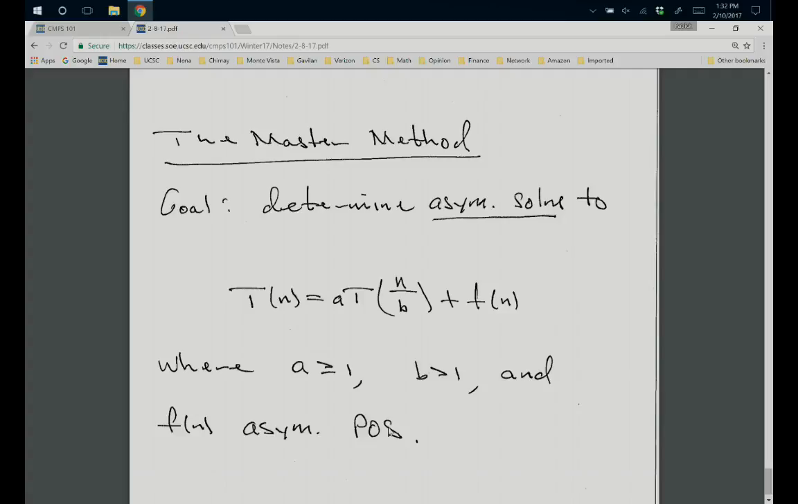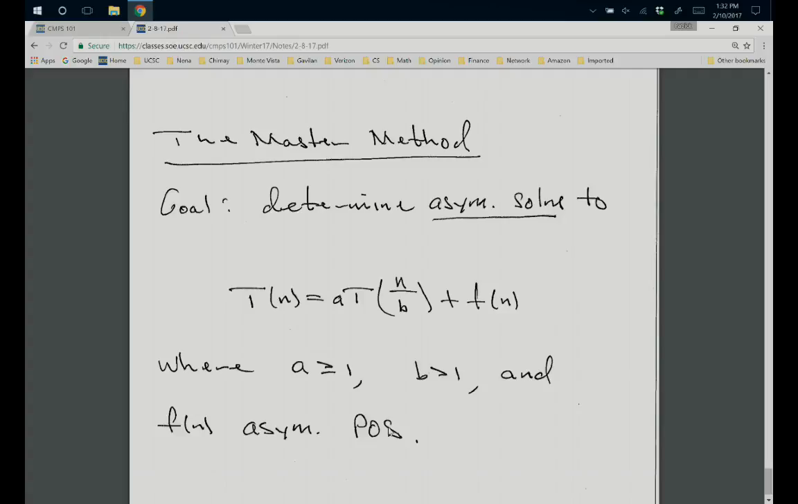You can change floor to ceiling, you don't get a different asymptotic solution. So, given that, we have three cases. Now look, these three cases are going to look a little bit complicated, but once you start to digest them and use them in a few examples, it becomes very easy to see what they are about.